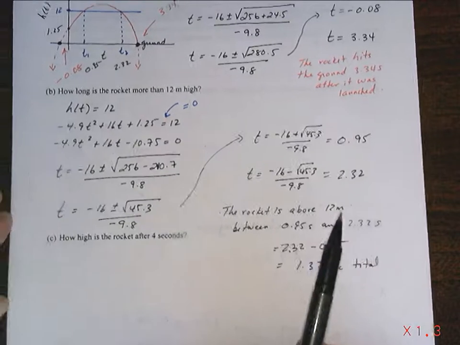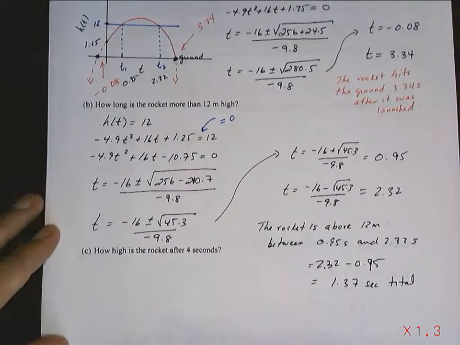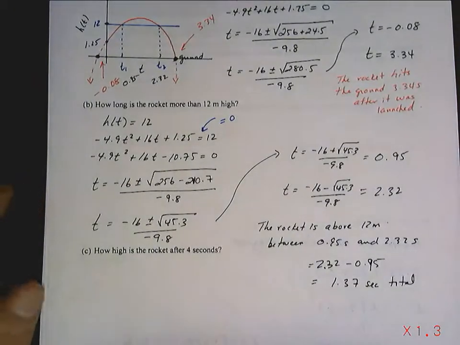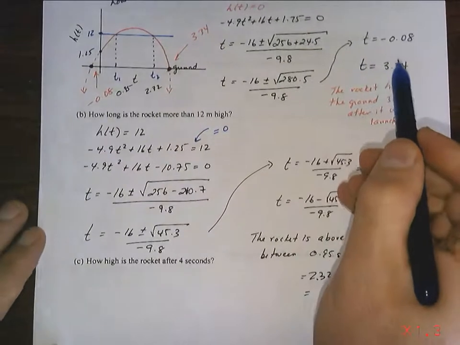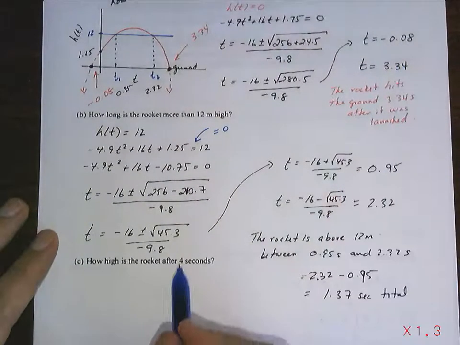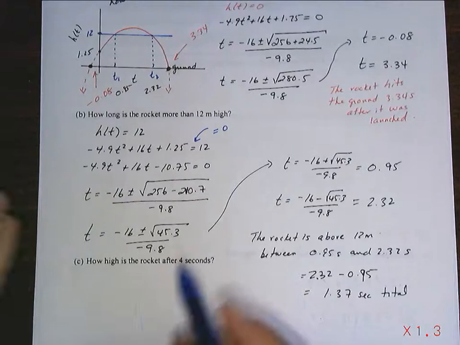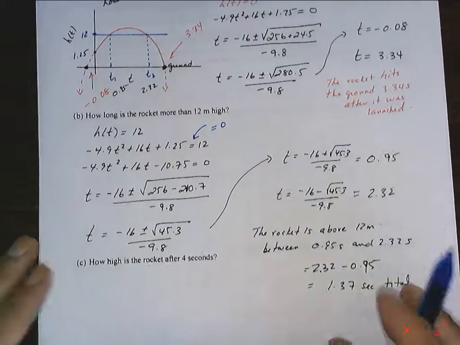All right, the last part. How long is it above 4 seconds? This is kind of a tricky question. There's a quick way to do this question. If you remembered what we did up above, you'll notice that it hits the ground after 3.34 seconds. So if I'm asking you where it's going to be after 4 seconds, the answer is lying on the ground, obviously. It hit the ground at 3.34 seconds. It must be still on the ground at 4 seconds. So you could tell me that.